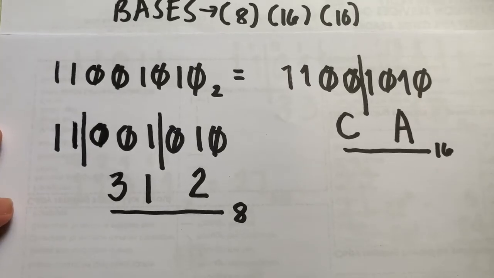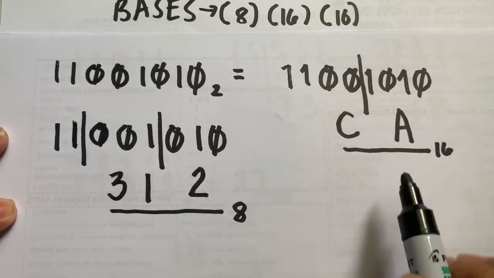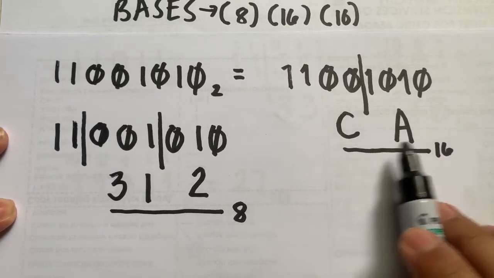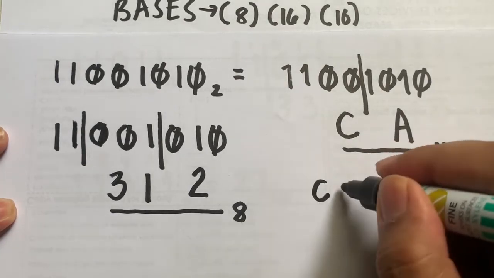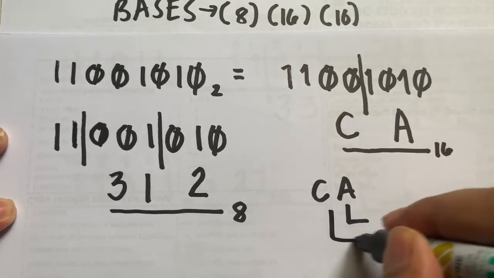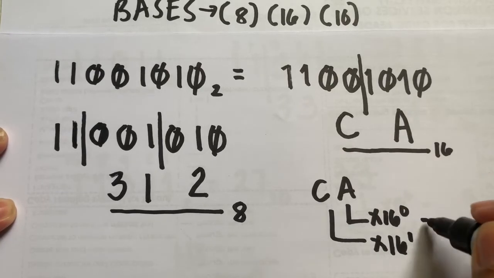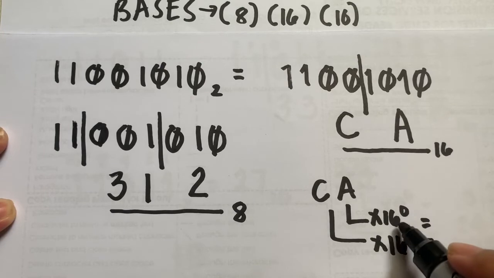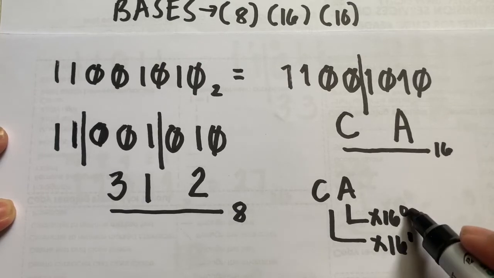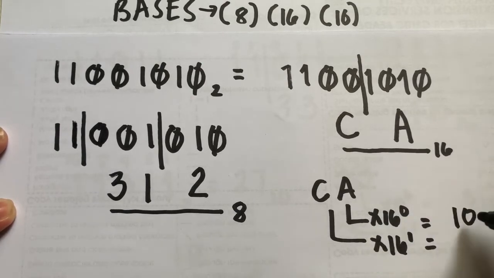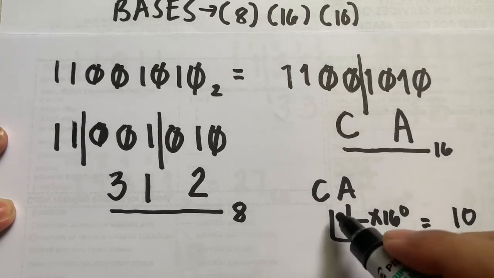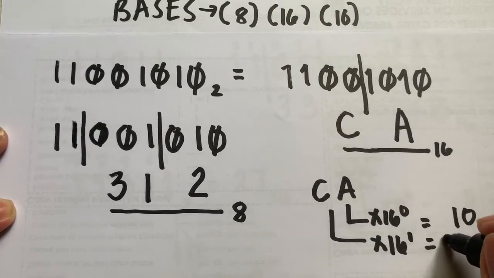To get its decimal conversion, we will be using the hexadecimal digits. So we have CA, and we multiply it by exponents of 16 raised to 0 and 16 raised to 1. So this is 1 times A, which is 10. Then we have 16 times 12 is 192. So the decimal equivalent is 202.